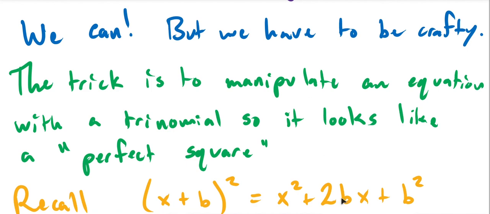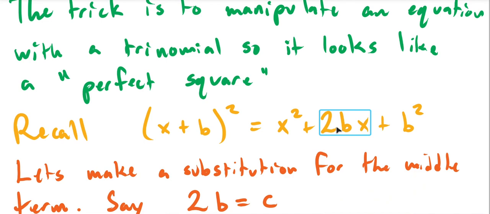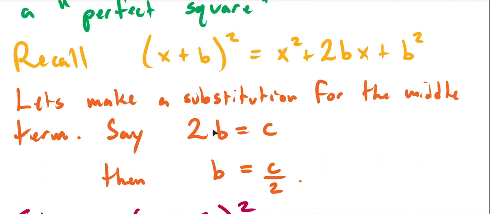And so what we're looking at here is this middle term 2b. Let's make a substitution to make that part easier to look at. Let's say 2b is equal to c. Okay, well, if 2b is equal to c, then b is equal to c over 2. You'll see why I'm going to do this in a moment, but for right now, notice that I could replace the middle term with a c.